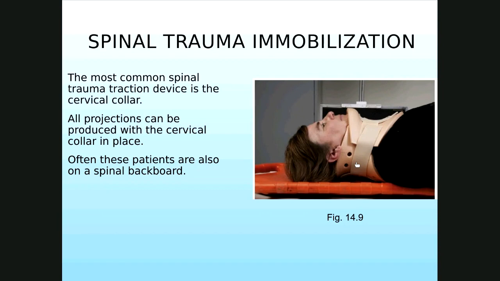So we do what's called a cross table lateral, meaning you can see here the image receptors on the other side of the patient. The x-ray tube would be over here, and it would have a horizontal beam going through the patient taking a picture of her cervical spine. That would then be cleared by a doctor or an attending physician. And then once they clear it or confirm that it needs to remain in place, they would tell us which was the case. Okay, and you would leave them on the backboard as well while you were doing this.